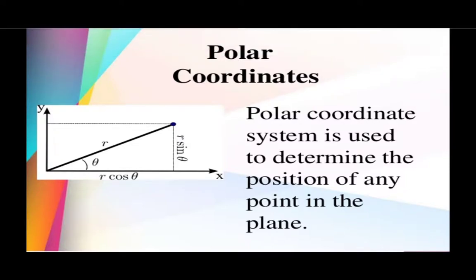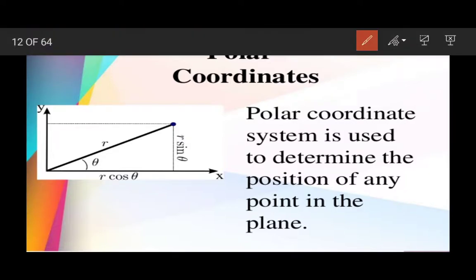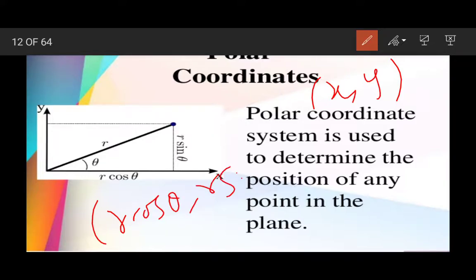So if I say polar coordinates, that means the x and y coordinates, where in place of x I write r cos theta and in place of y I write r sin theta. So polar coordinates means r cos theta and r sin theta.